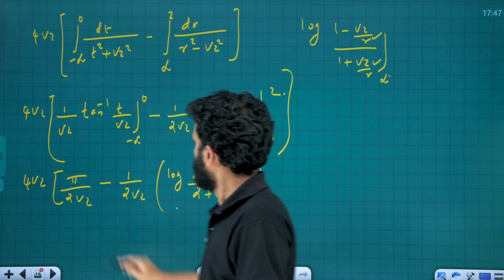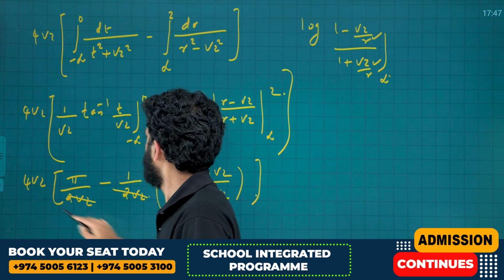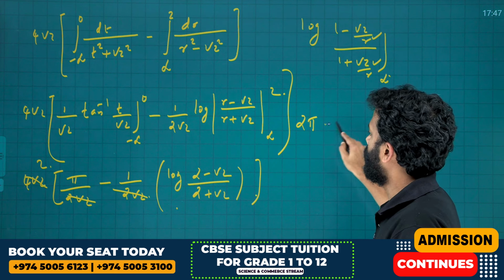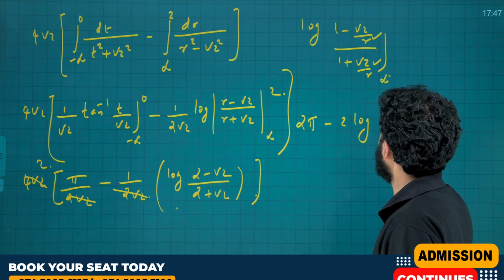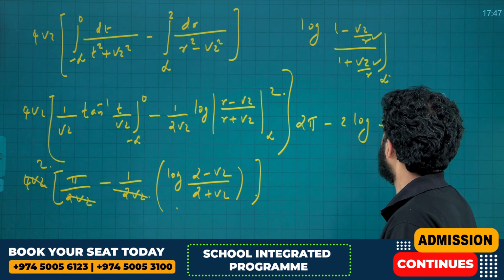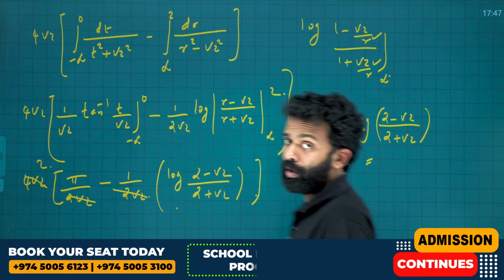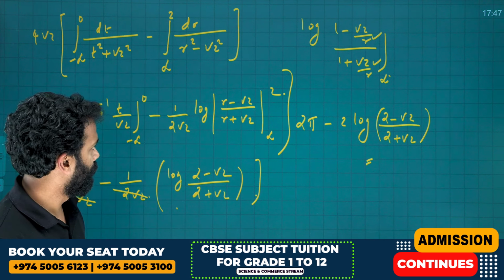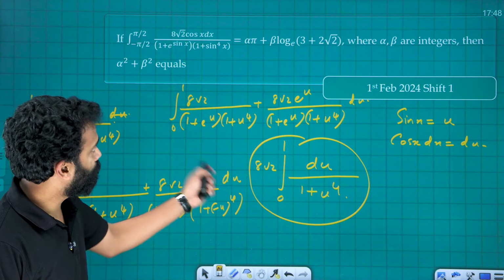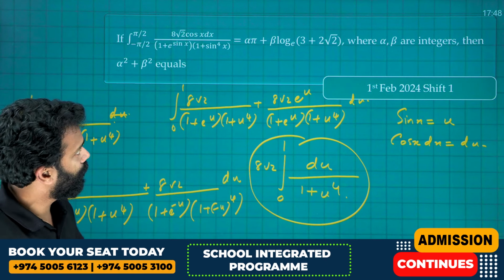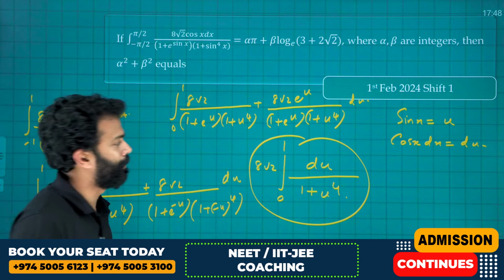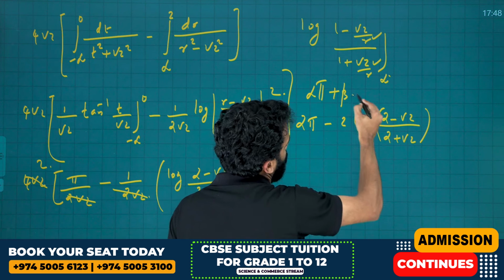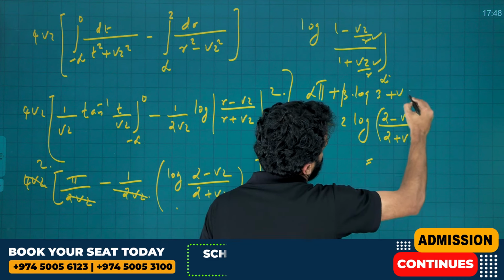And there is one more thing. This 2 root 2 is common, right? Therefore it will be 2 pi minus 2 into log of 2 minus root 2 divided by 2 plus root 2. Okay, we got to this point, but the expression was like, we need to rewrite that actually. It is alpha pi plus beta into log of 3 plus 2 root 2.